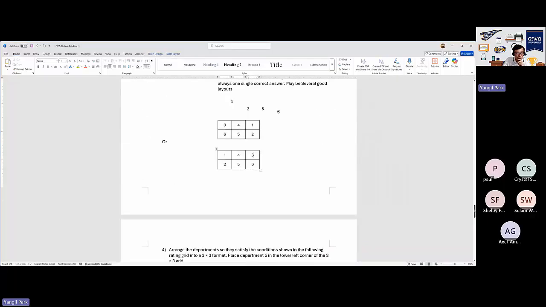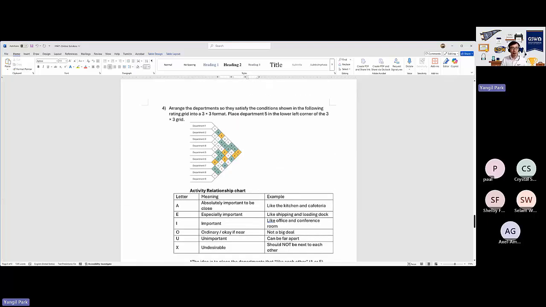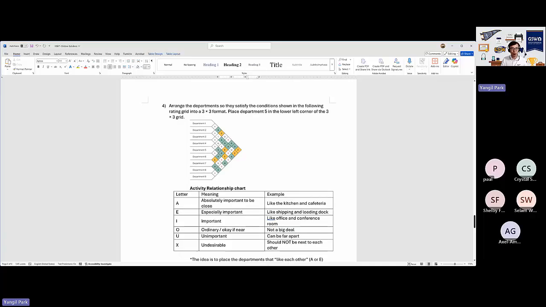Okay, so similar to the department arrangement problem, there's an interesting diagram over here called an activity relationship chart. This is a pretty practical chart. Again, we're going to place departments together, but there are more conditions here. The conditions are given in terms of different letters.